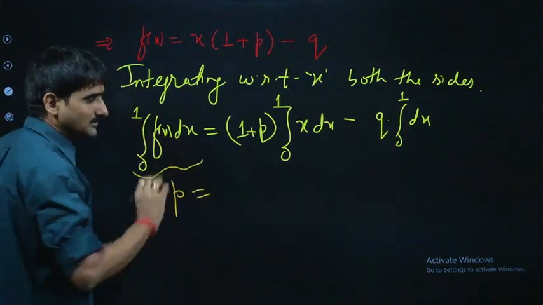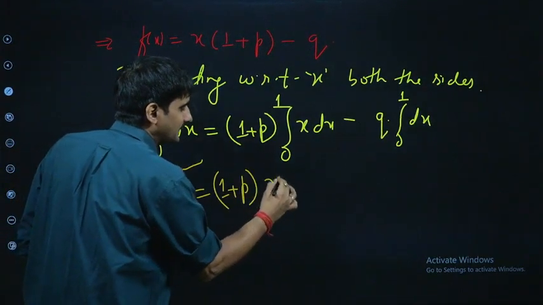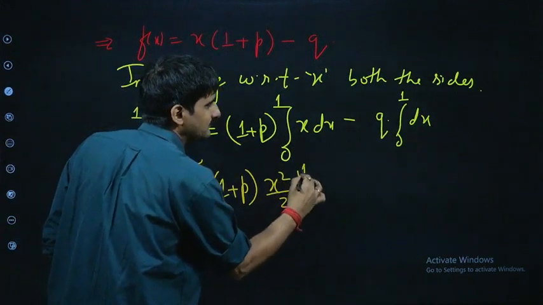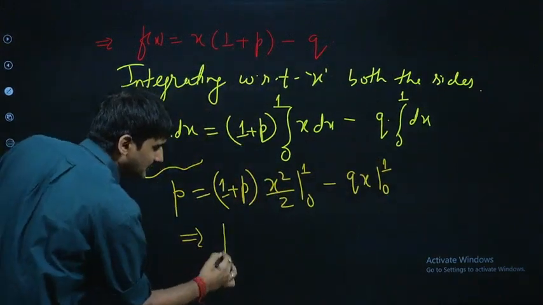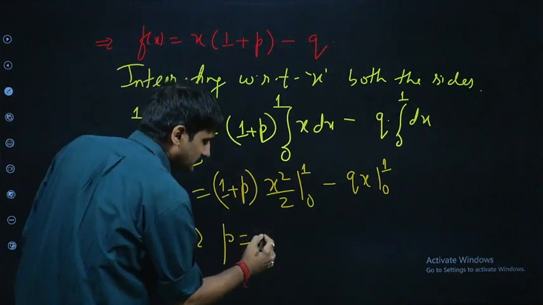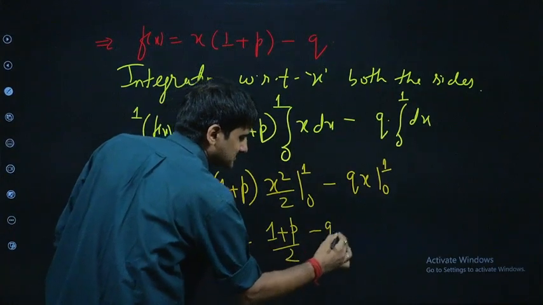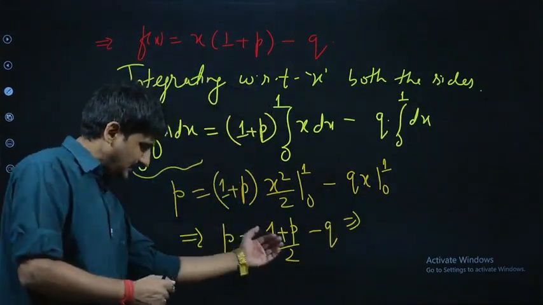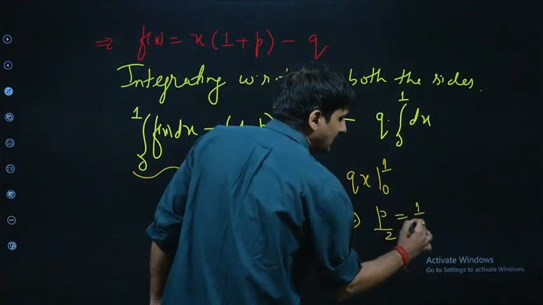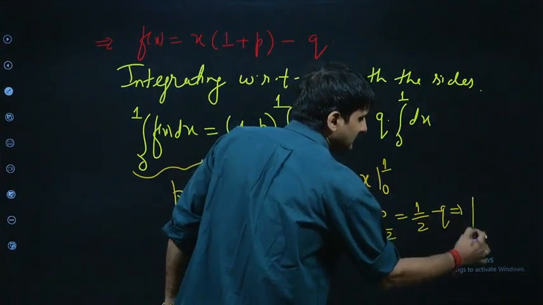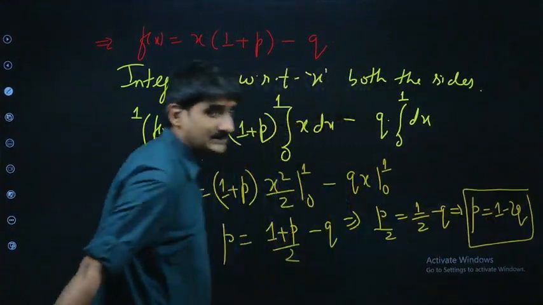So p is equal to (1 plus p) times the integral of x, which is x square by 2 from 0 to 1, minus q times x from 0 to 1. So how much is it? You got a relation between p and q. It's (1 plus p) by 2 minus q. From here, if I take p by 2 to this side, p by 2 is equal to half minus q. So that gives us one relation: p is 1 minus 2q. That's relation 1.